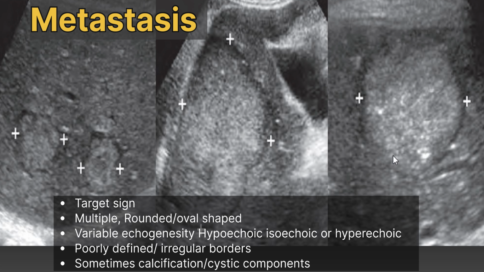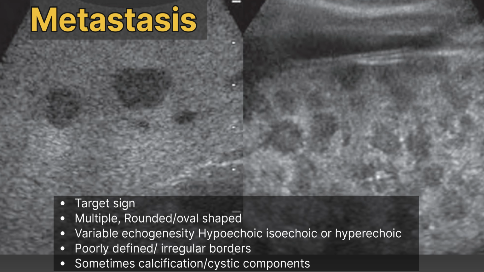Now, this is a case that simulates the hemangioma, but it is different from the hemangioma as it has a thin hypoechoic halo that differentiates it from the hemangioma, and it is a hepatic metastasis. Now, here we show liver metastasis with a variety of sonographic features in different patients.